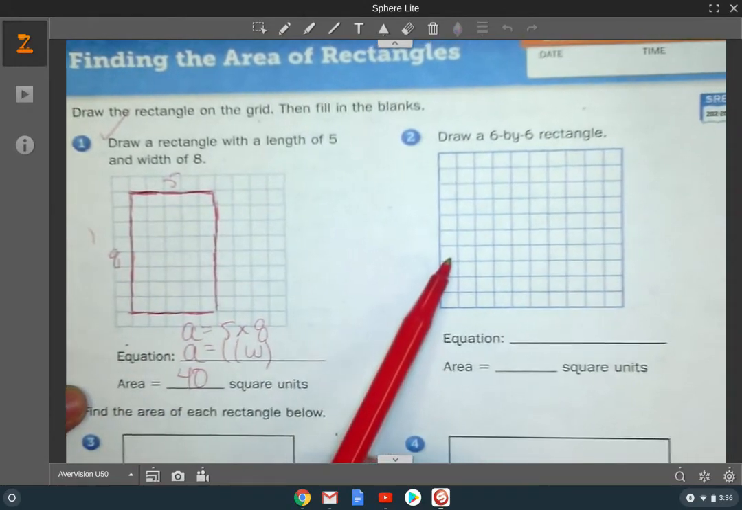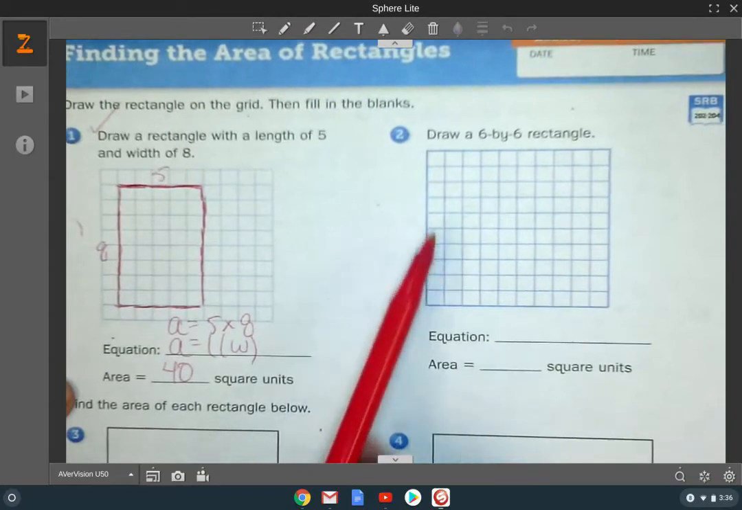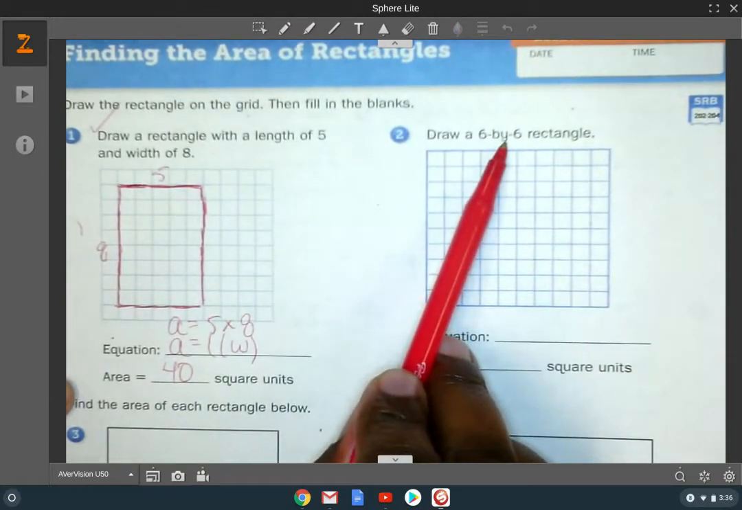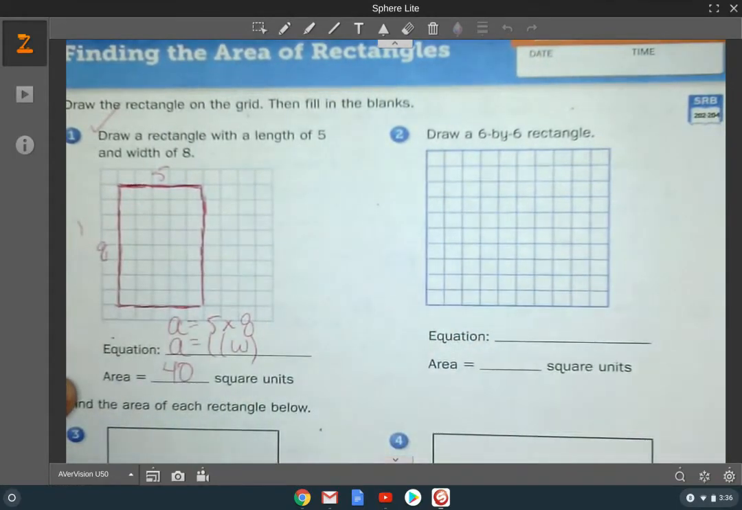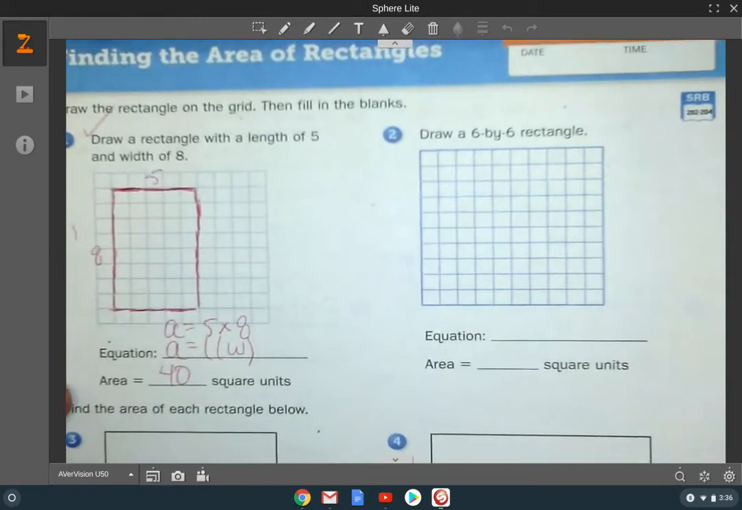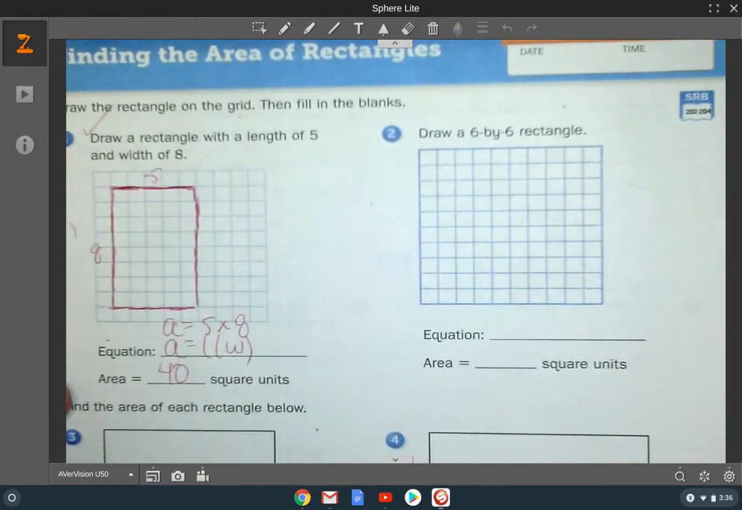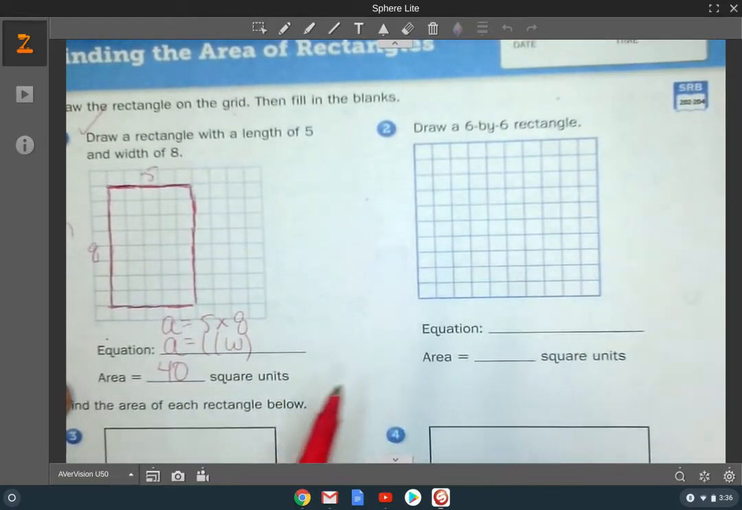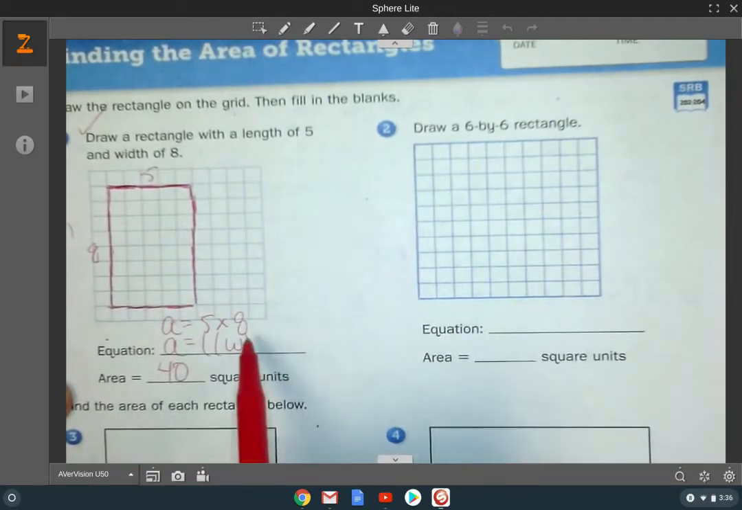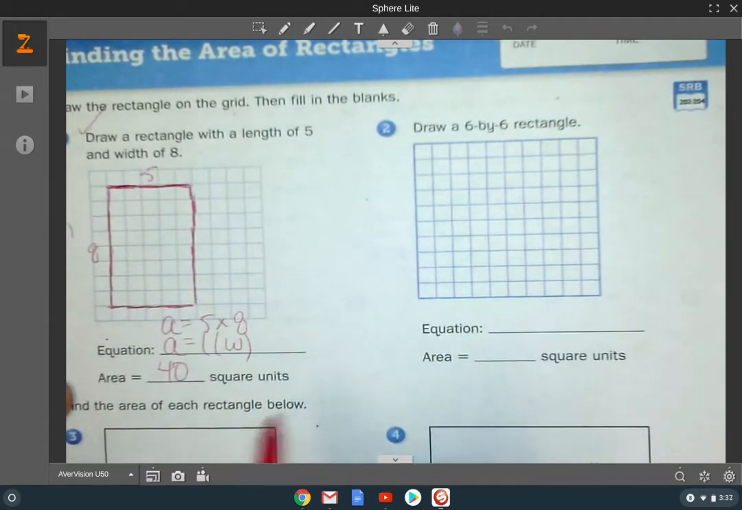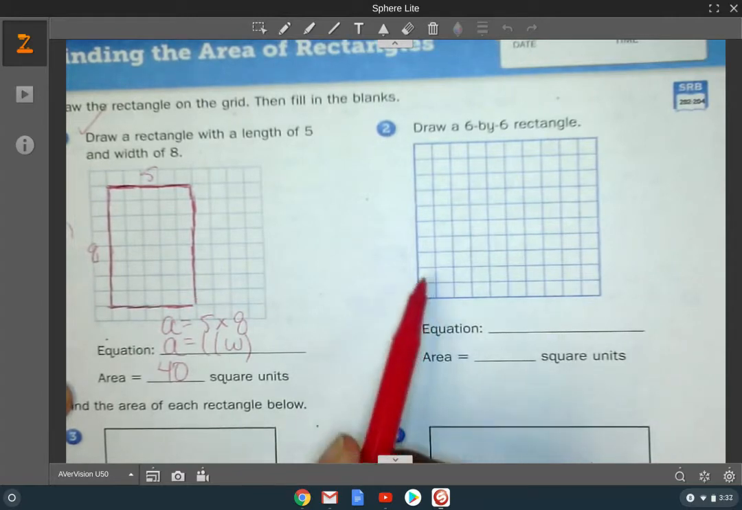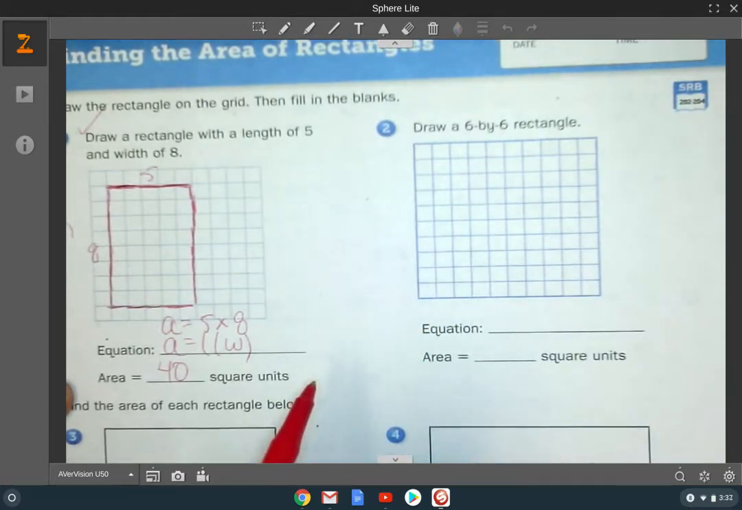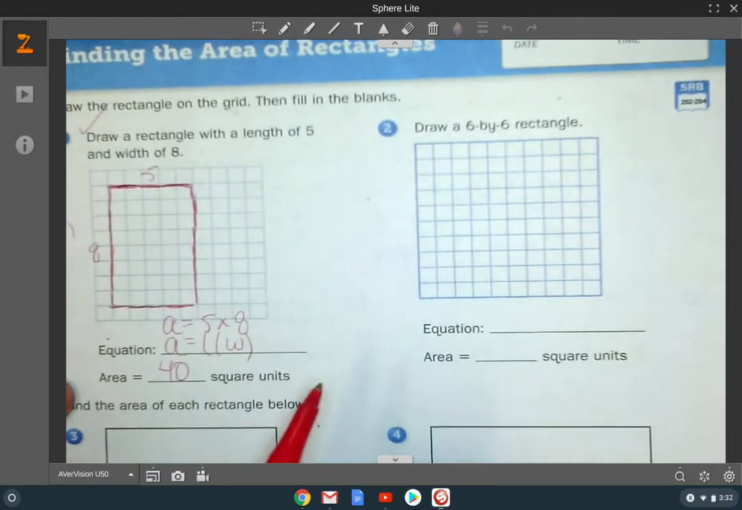Number 2, complete on your own. Now this is a 6 by 6. So what are we going to do? Pause this video to complete number 2 on your own. Draw the 6 by 6 rectangle. Count over 6, down 6, draw your shape. Write the equation just like I did here and determine the square units for number 2. You may pause this video to complete number 2.